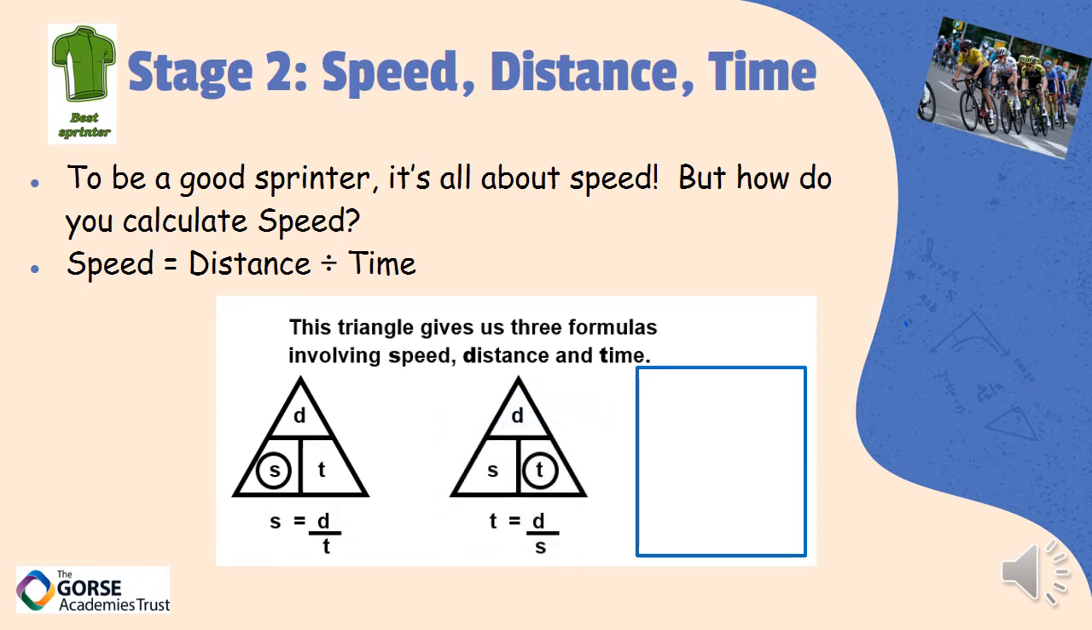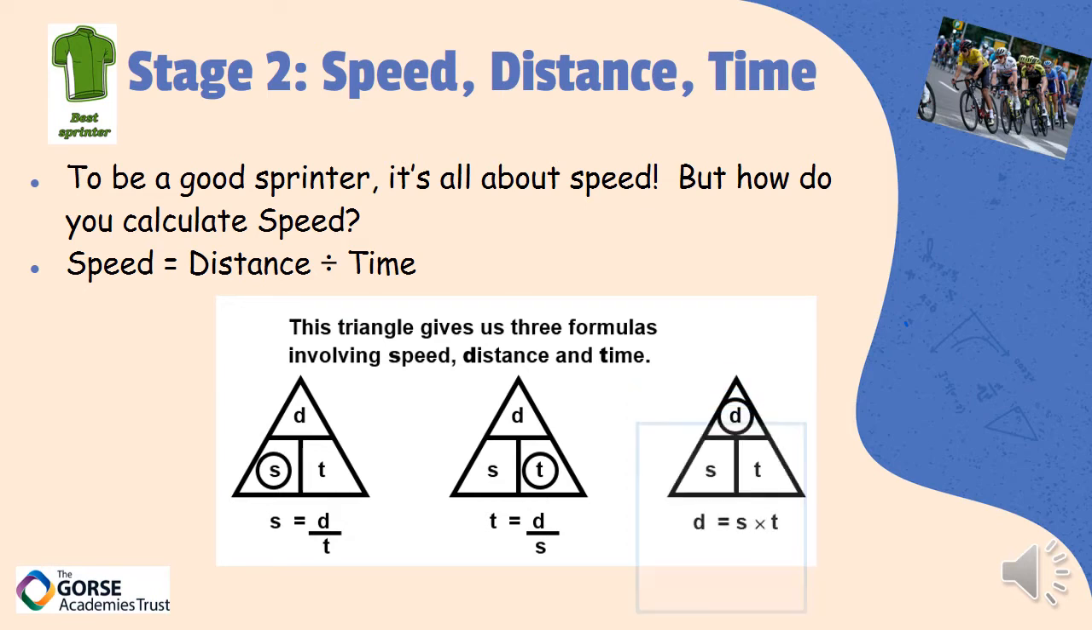Let's change it up slightly. Let's say we wanted to find time instead of speed. Well, time there, you can see circled, is distance over speed, d over s. So that's distance divided by speed. But if I wanted to find distance, well then that would be s times t, speed times time, as you can see there in the formula triangle.